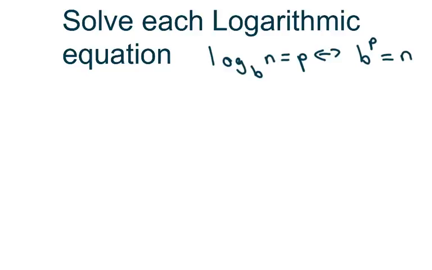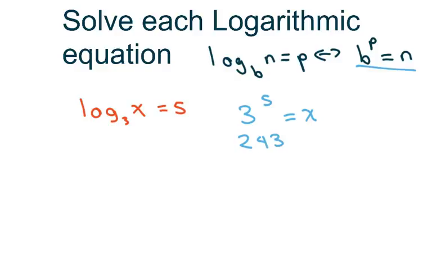Okay, so we take the easy one here, log base 3 of x equals 5. We have to solve for x here, and we're not used to looking at it this way. So I'm going to rewrite it. My base is 3, my power is 5, and this equals x. So 3 to the 5th is 243, so 243 equals x. And that's basically how we're going to do it.